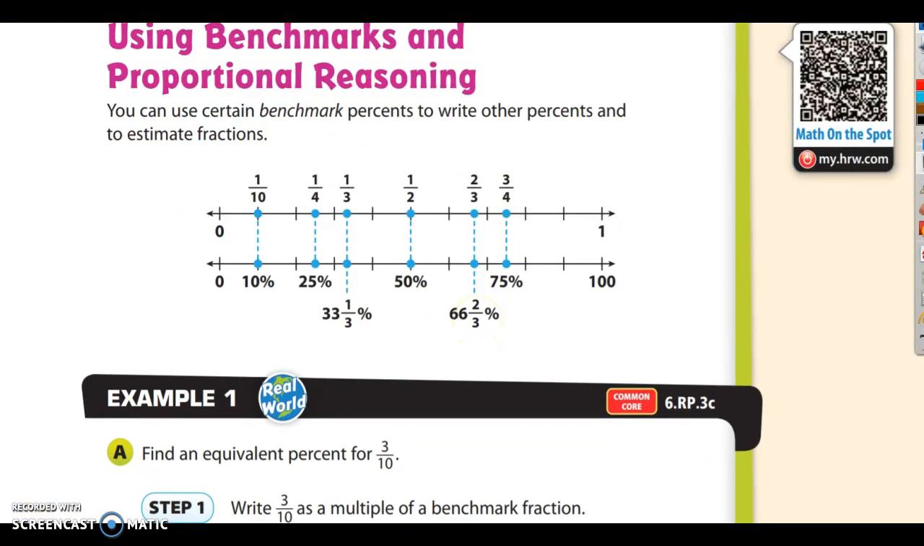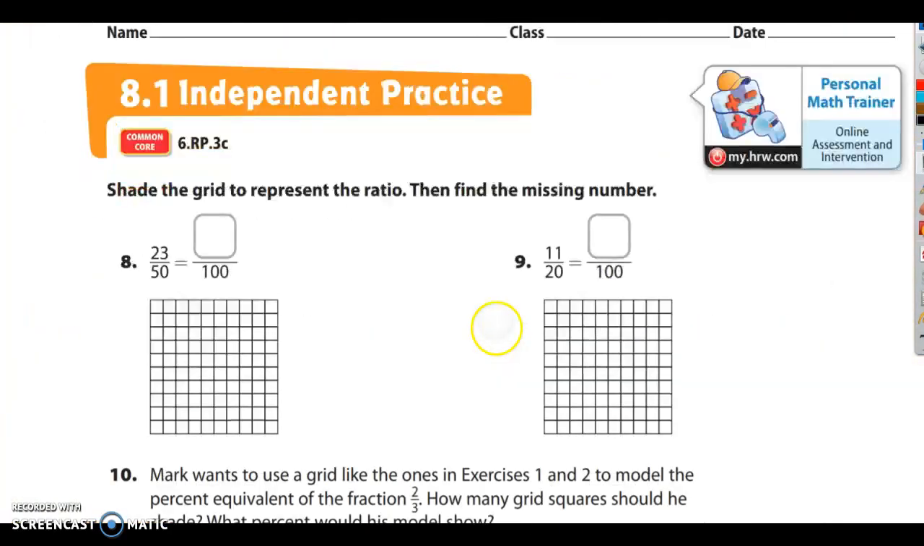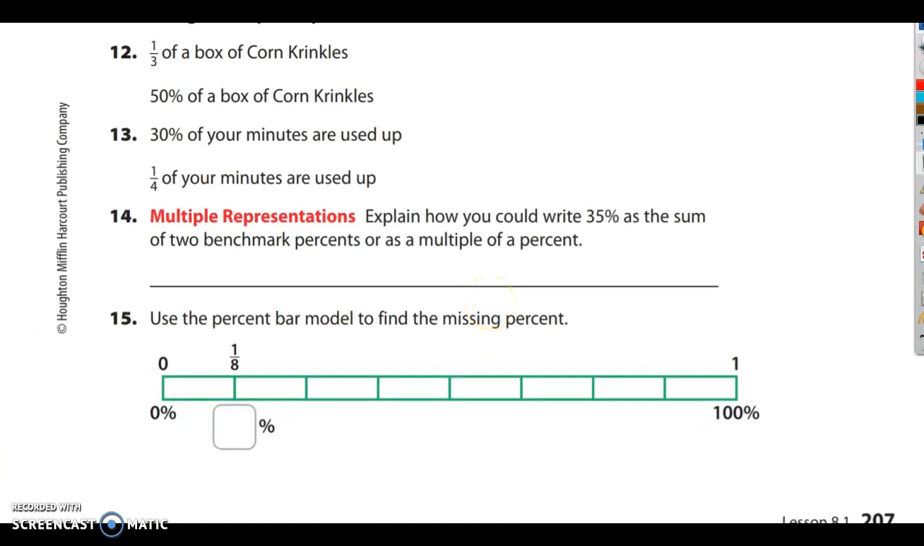Can you find two numbers on there that would add up to 35%? It's right here. It's 10% and 25%. That's all we have to do. It's really simple. Explain how to write 35% as the sum of two benchmark percents or as a multiple of a percent. I would just write it as this.